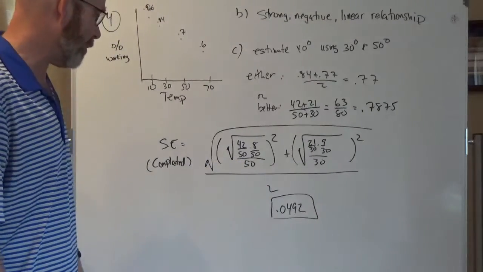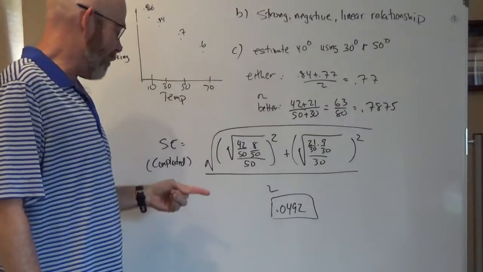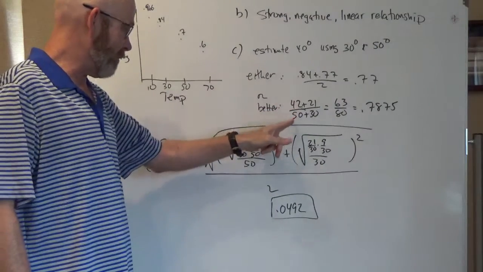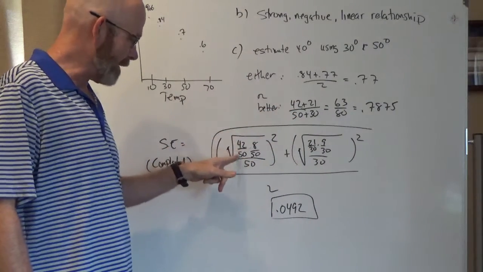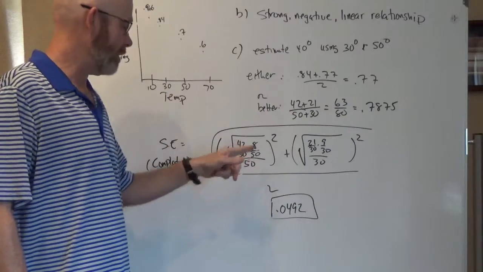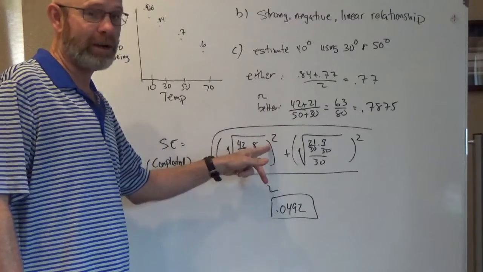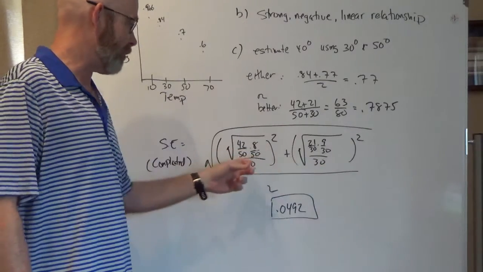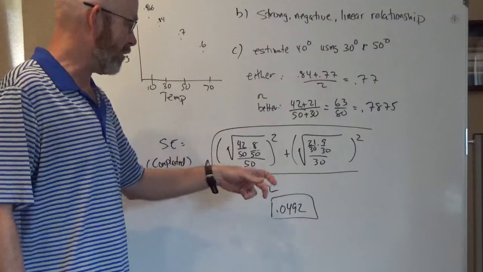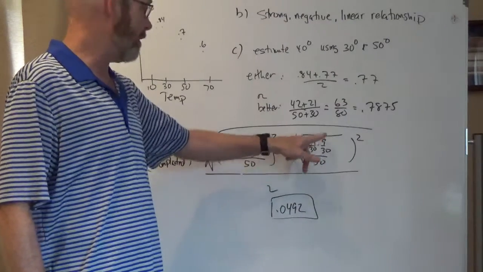This is a tricky problem. So you can see the math. What I did was I took the 42 out of 50. It's like p hat q hat over n1. So that's the standard deviation of that one squared. Find the standard deviation. That was for the 30 degrees. For the 50 degrees, it's 21 over 30 and 9 over 30.